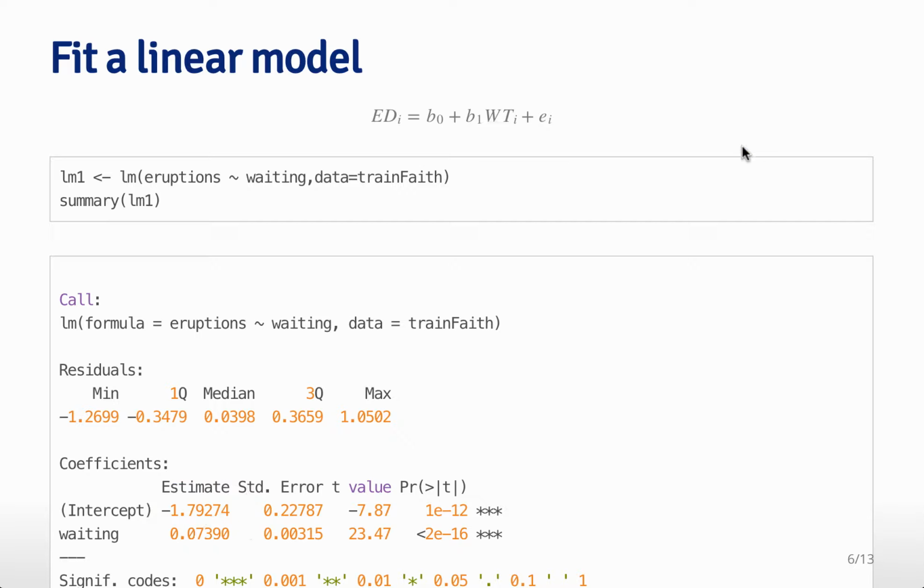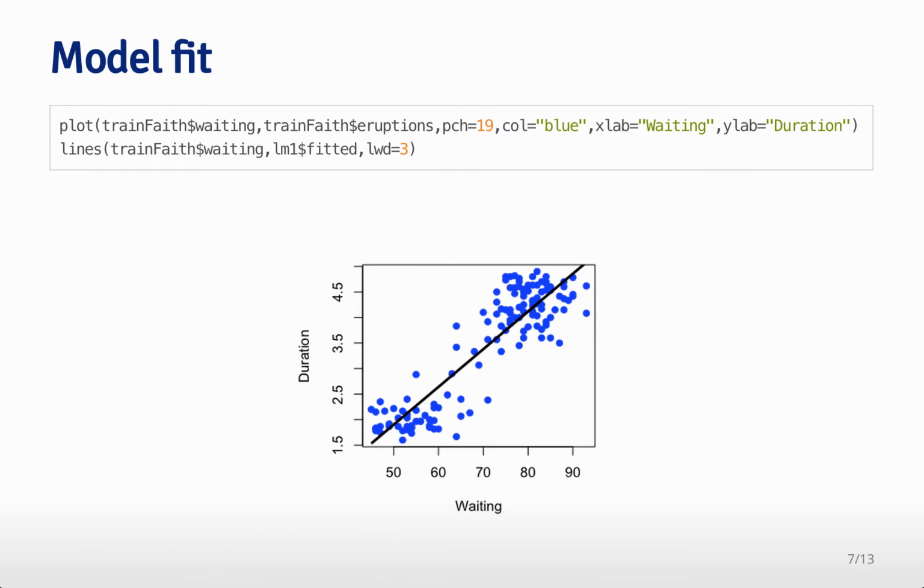And so if we get a new prediction, we just add minus 1.79 plus 0.073 times whatever our new waiting time is, and that produces our new prediction for the expected duration. So this is what the model fit looks like. Again, I'm plotting the training set, the waiting times versus the eruptions, and then I plot the fitted values. I can extract those from the linear model object with lm1$fitted, and then I plot that versus the predictor variable that I use to predict the values.